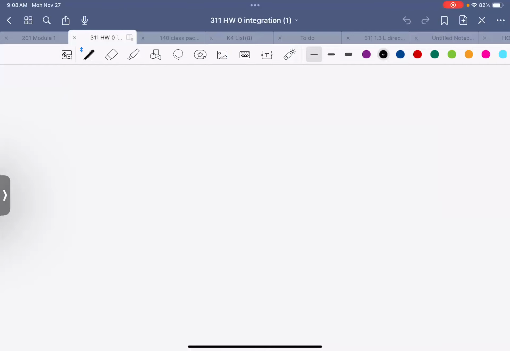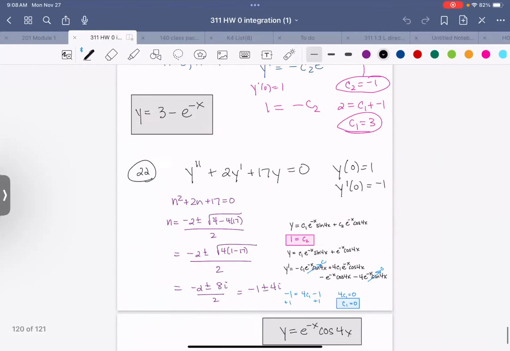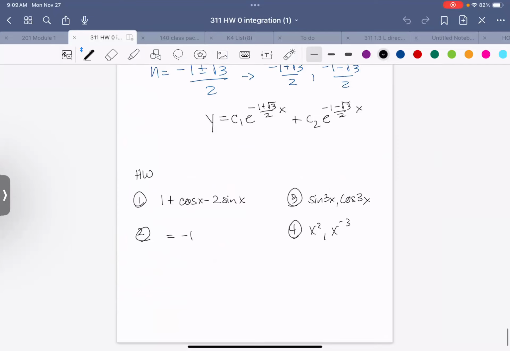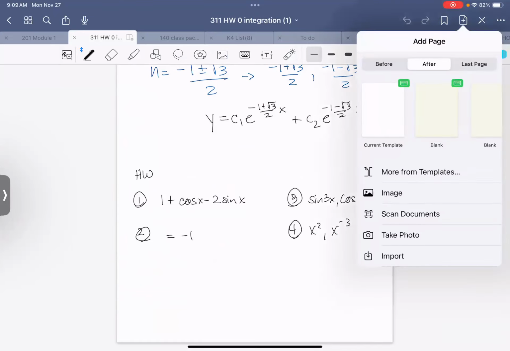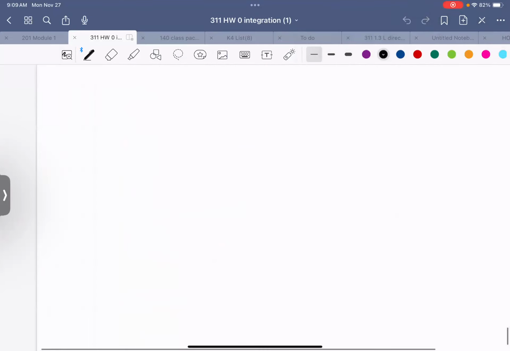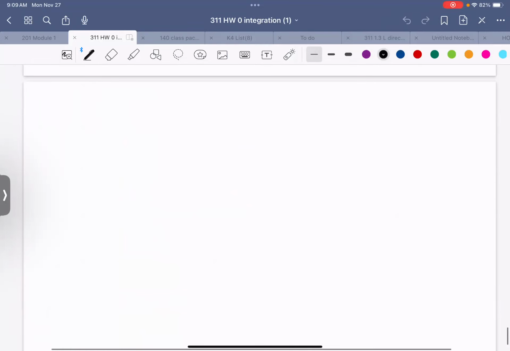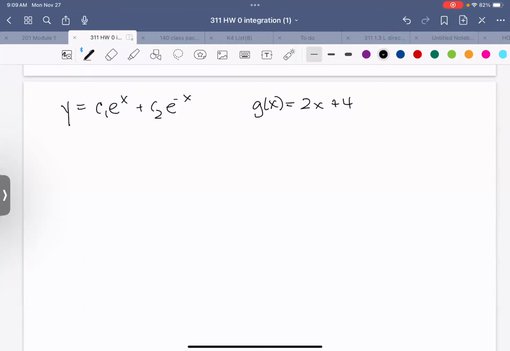Homework problem that wasn't working out. Okay, so remind me, you had that your y was c1 e to the x plus c2 e to the minus x, right? And the g of x, meaning what it had to equal out to, was positive 2x plus 4? Like this, right?